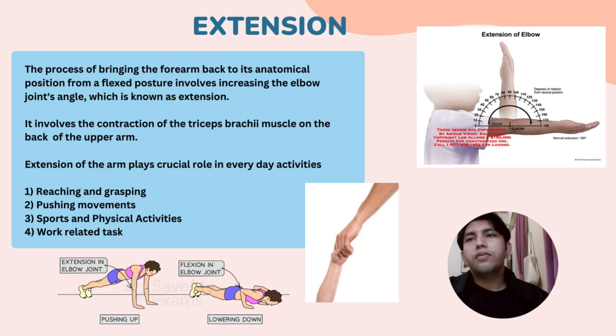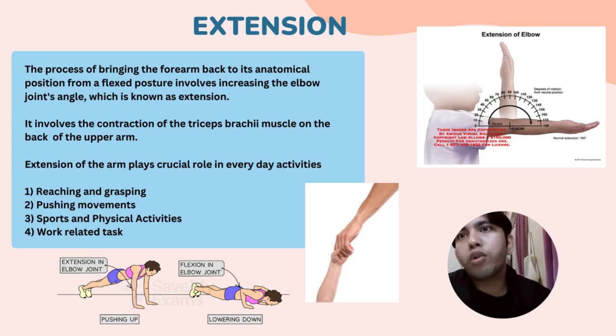For example, the first one is reaching and grasping. When we want to reach an object, extending the elbow allows us to reach out or grab objects that are further away, which is necessary for actions like reaching for a high shelf or passing something to someone. That's why we need to extend our elbow. The second one is the pushing movement. For example, when we do a push up, we need to extend our elbow to perform it.